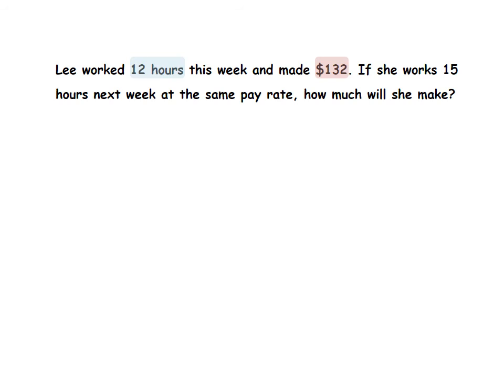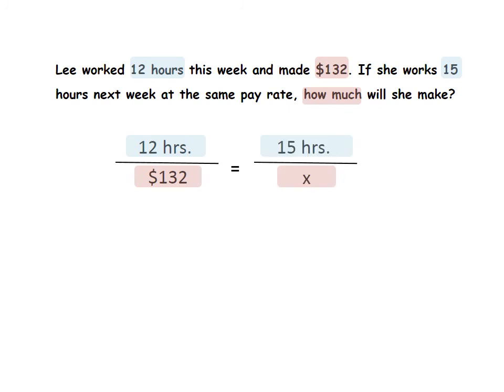All right, so we know what the known information is, the 12 hours and $132. So what we need to figure out is how much she'll make if she works 15 hours. So here come the two ratios, the first one reflecting the information that we know, the second one reflecting what we have to do to solve this problem. And again, notice that hours is on the top on both sides.